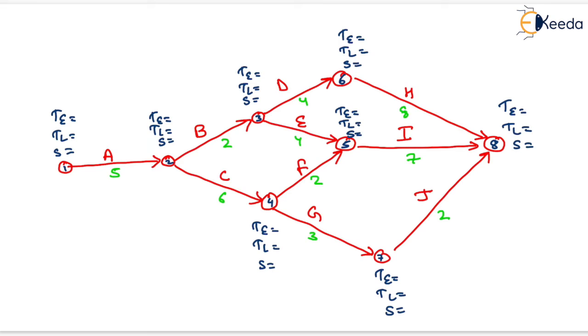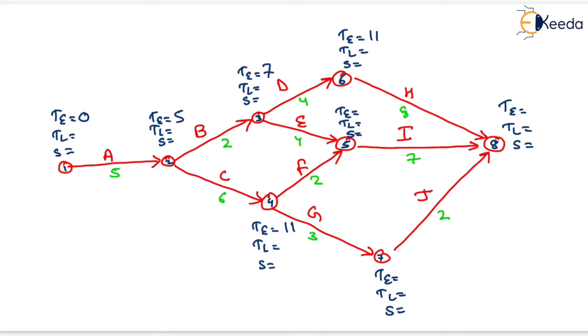Now for event 1, the TE value will be equal to 0. For event 2, it will be equal to 0 plus 5, that will be 5. For event 3, it will be equals to 5 plus 2, it will be equals to 7. For event 6, it will be equals to 7 plus 4, that will be equals to 11. Similarly, for event 4, it will be equals to 5 plus 6, that is 11.